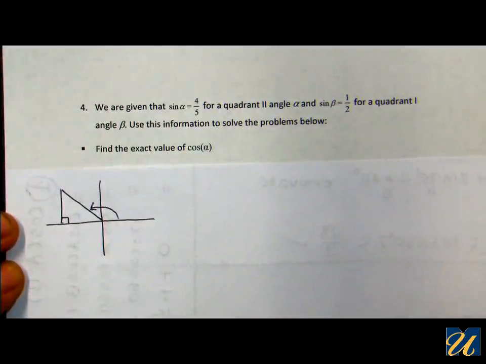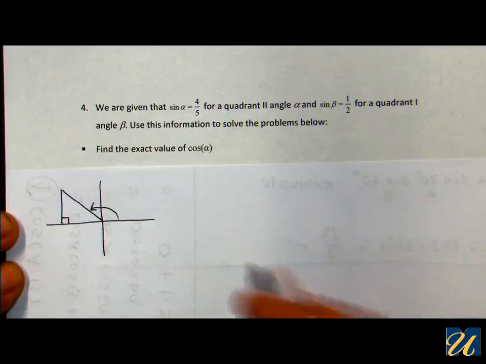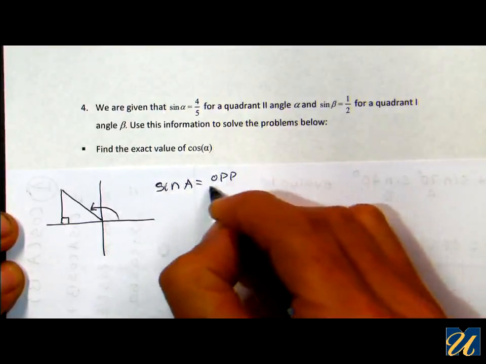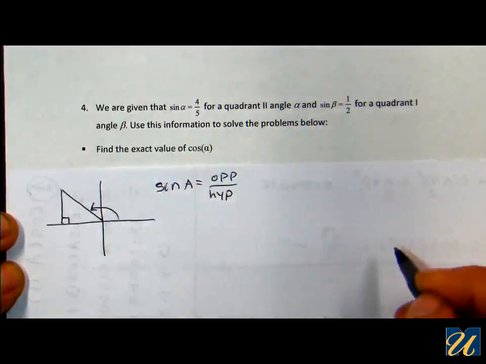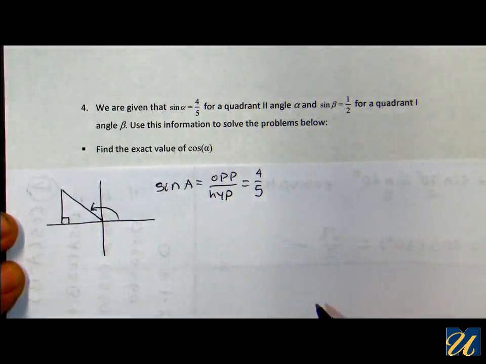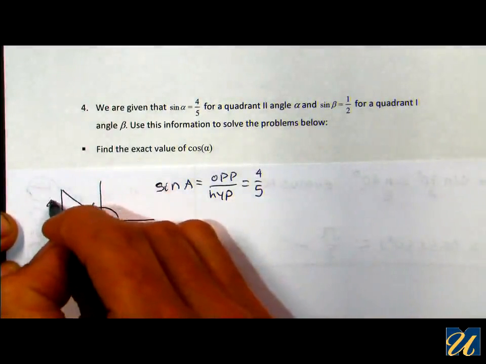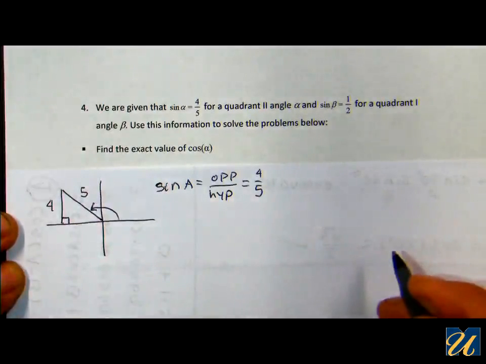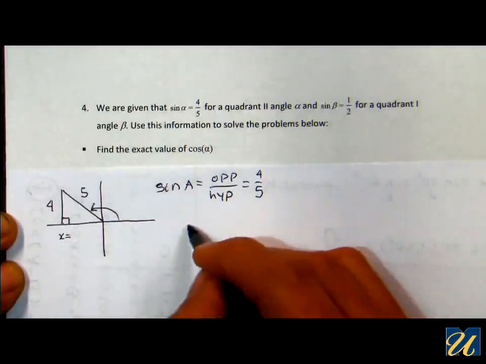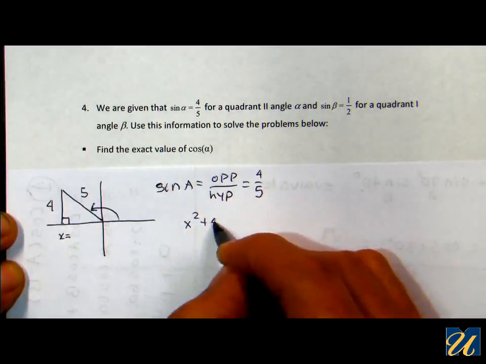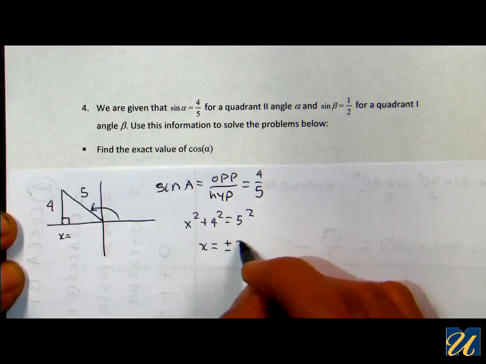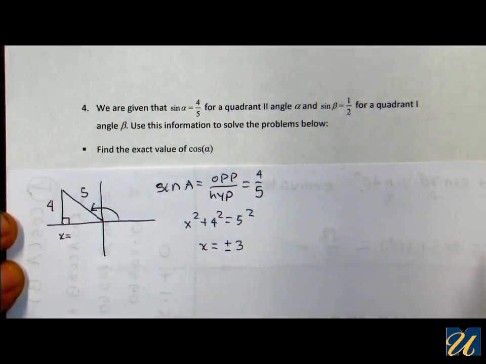Now the information is sine A is 4/5. Well, the sine, we know, is opposite over hypotenuse. And we know that that is 4/5. So the opposite is 4, and the hypotenuse is 5. So 4 there, 5 there. By the Pythagorean theorem, this value here for x, this length of the side, is given by x squared plus 4 squared equals 5 squared. When you work this out, you get plus or minus 3. You get square root of 9.